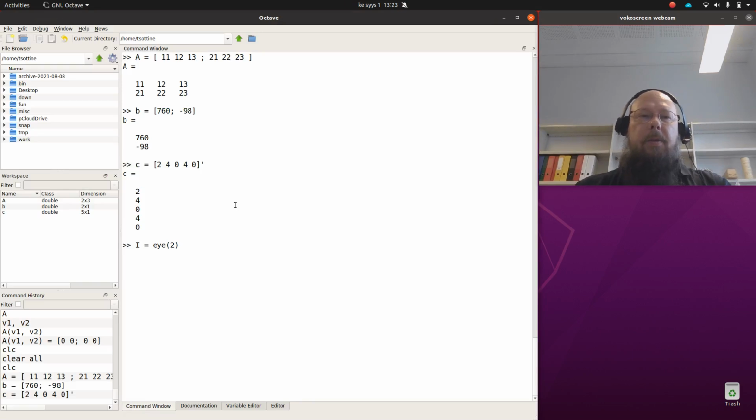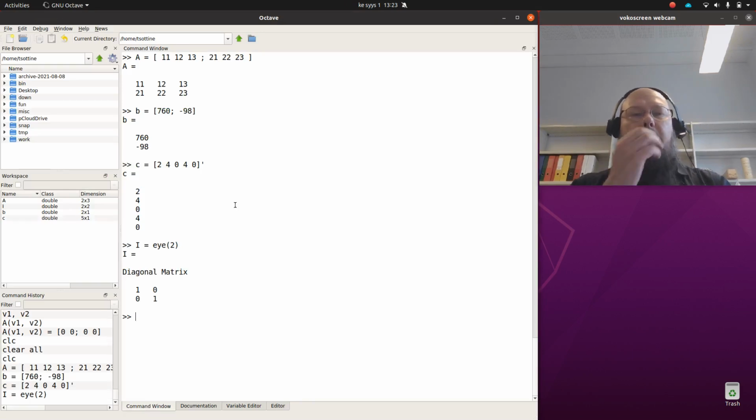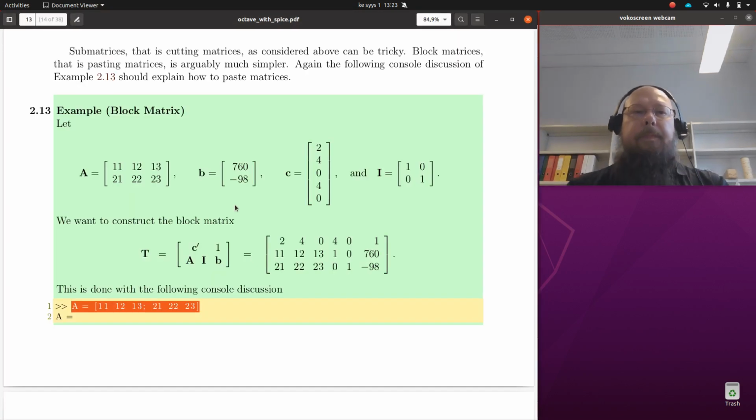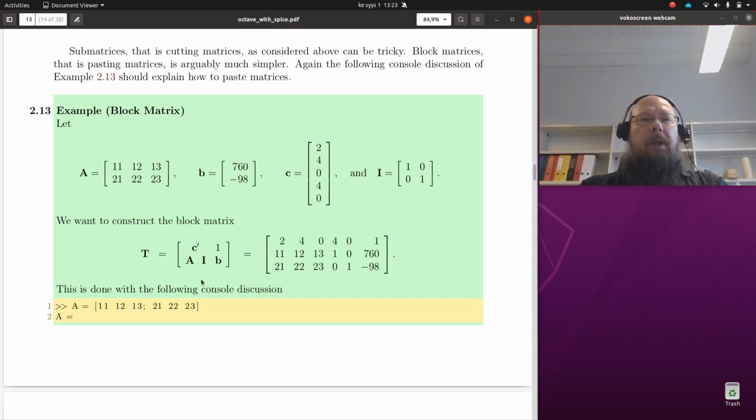So it's a 2 times 2 identity. Now I have all the A, B, C, and I. Then I would like to construct a new matrix T that's pasting these together. I should also point out that this might look like a boring, stupid exercise. Why would anyone want to do something like that? But let me assure you, these are things that we really want to do in operations research, or linear programming to be exact.